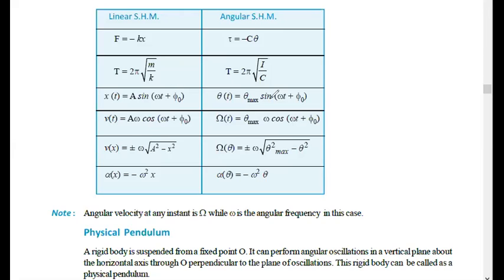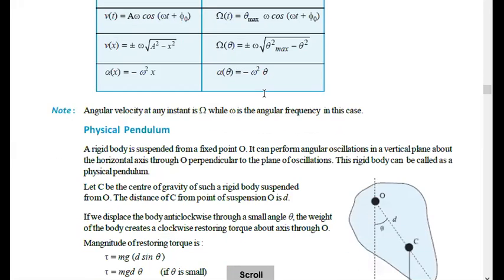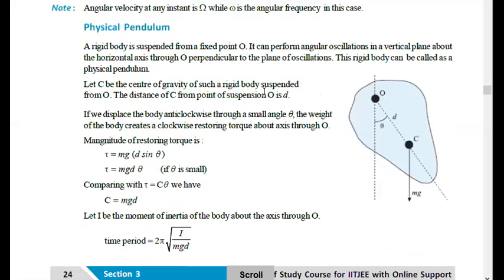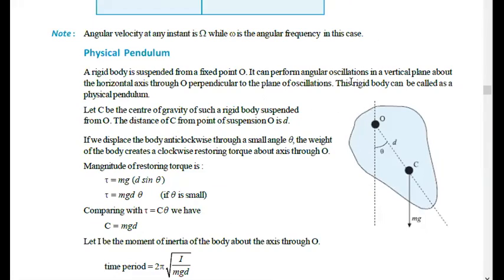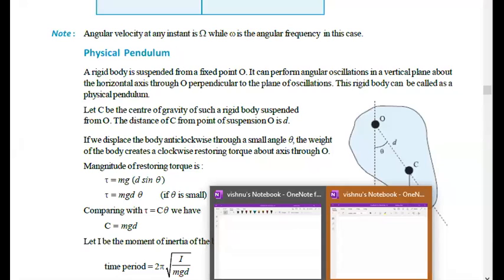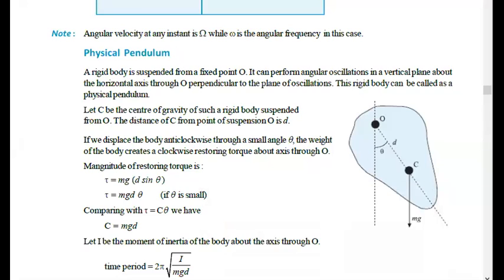That's the only concept that we have to see in angular SHM. Now physical pendulum. Now think about it. We have two methods. So let's talk about the first method, which is given in your video, I guess. Let's discuss this method only first.